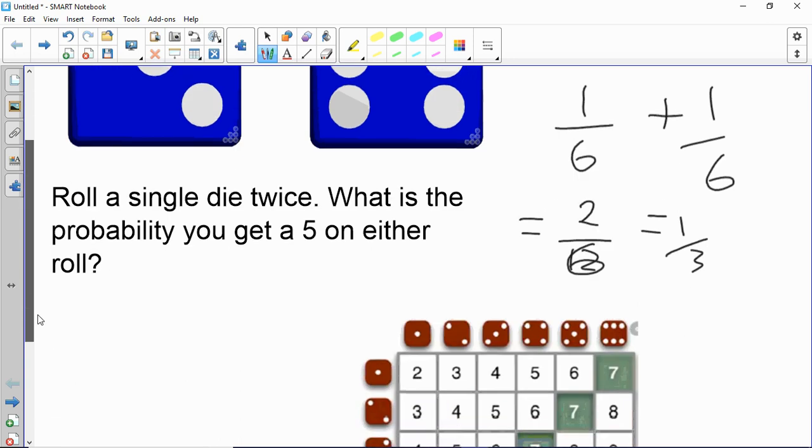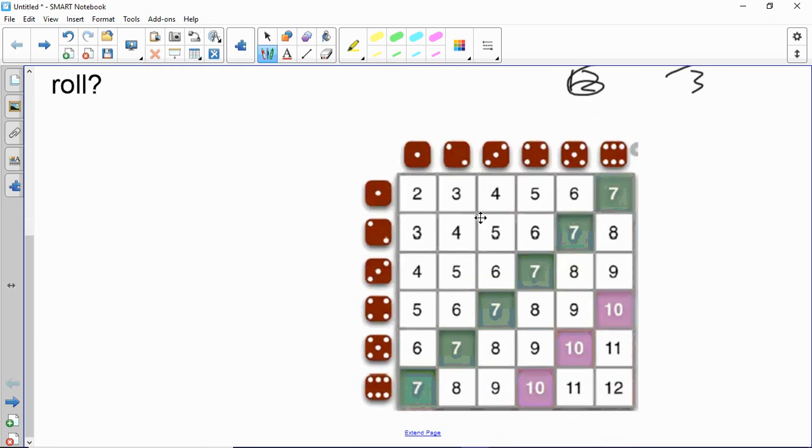What's the probability you get a 5 on either roll? Well, we could add them up. If we call this top roll 1, 1, 2, 3, 4, 5, 6. Remember, there's 36 outcomes here. A roll on die 1, 6 of them. And then die 2, look at this. There's 1, 2, 3, 4. I can't double count that one because I've already counted it. 6. So these are all the outcomes that correspond to getting a 5 on either die.